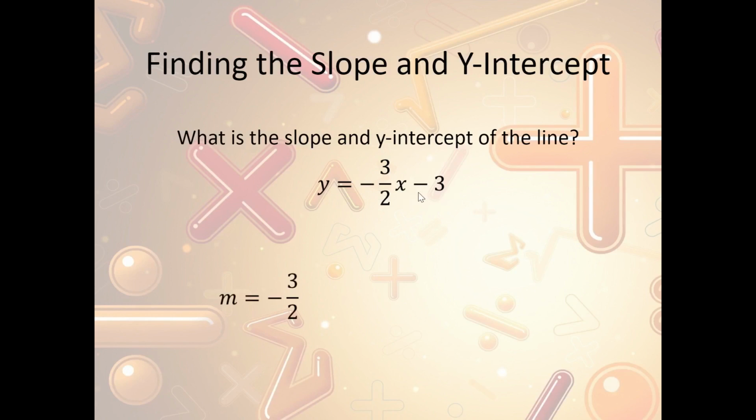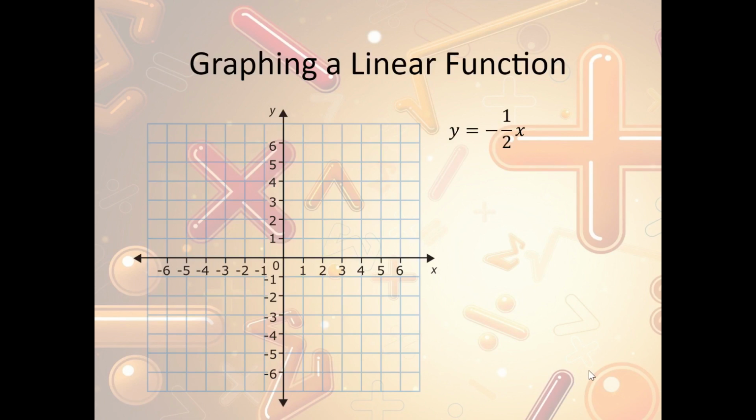Well, the lonely one in this case is negative 3. So b is negative 3. So that's how I find the slope and y-intercept from an equation. Now, how do I graph a linear function? Well, first thing I need to do is pick out my slope and my y-intercept.